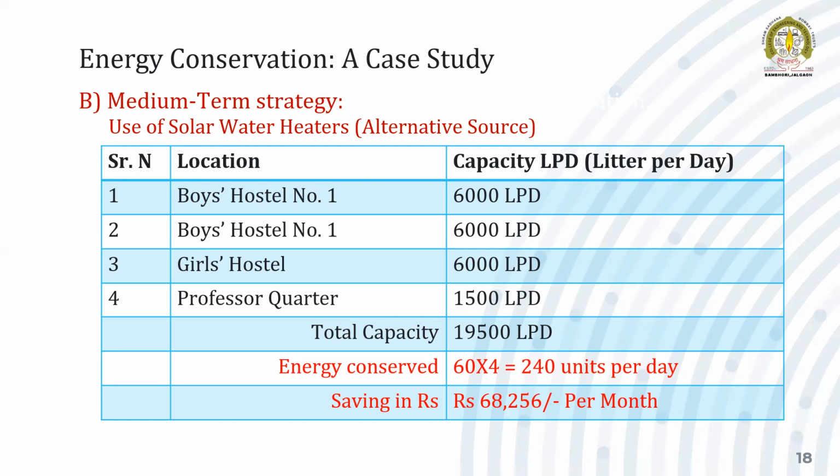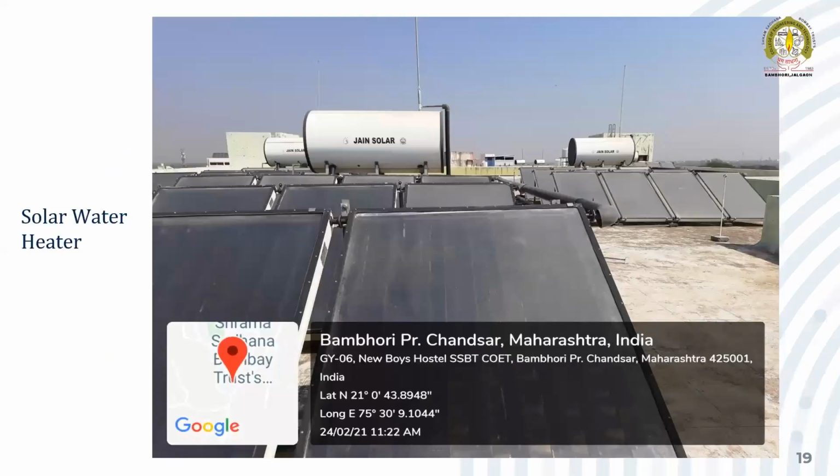Whereas the solar water heater is quite safe, and it is not necessary to keep to an operating time. It can be used at any time. So this is the solar water heater which is installed over the rooftop of the different hostels and buildings.